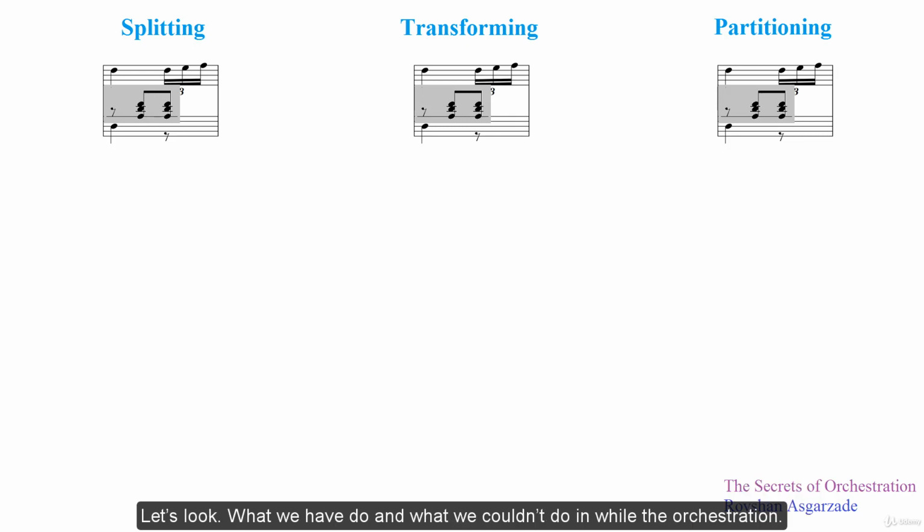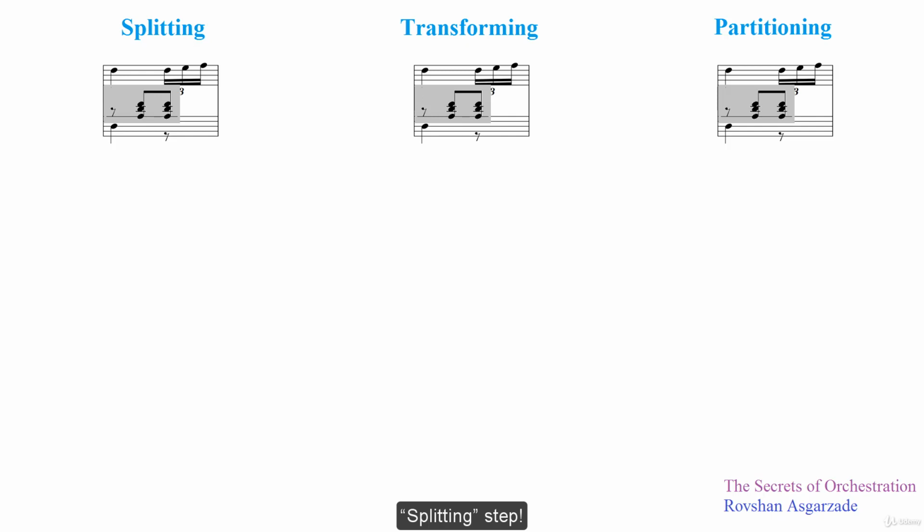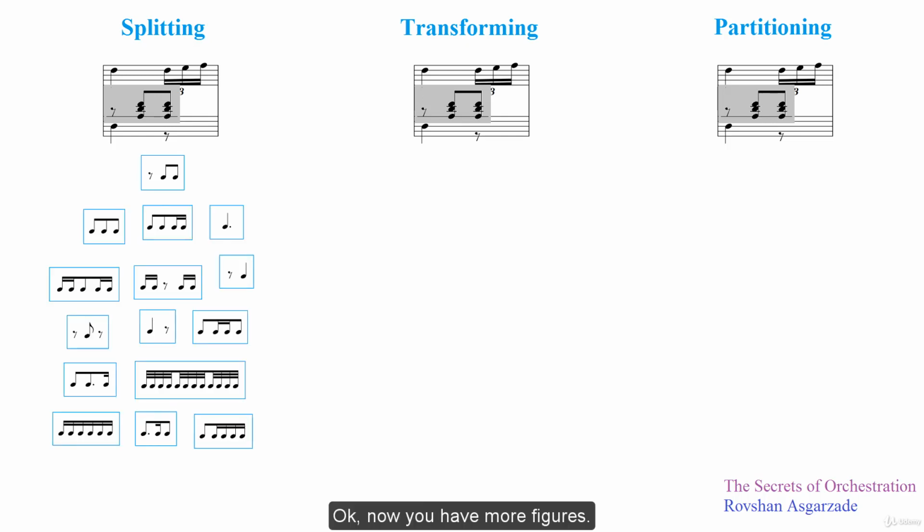Let's look at what we can and couldn't do in wild orchestration. Splitting step. Firstly, look at the chord as an unpitched figure. It will help you to change your focus. This is an 1/8 rest with 2/8 notes. Find figures which are equal to this figure. Just think. Okay, now you have more figures.